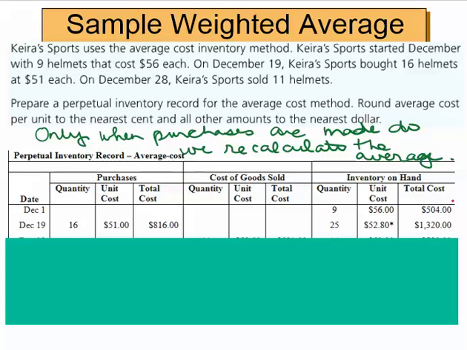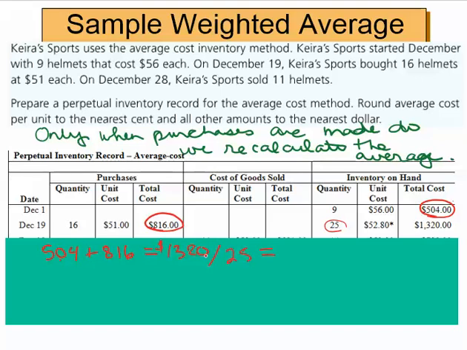So if we add those two together, what we want to do is take this 504 plus 816. We want to take our total goods available for sale, which is what was in inventory plus my new purchases, and that gives me $1,320, which you see here. Then we need to divide it by the total number of units. So 9 plus 16 is 25.